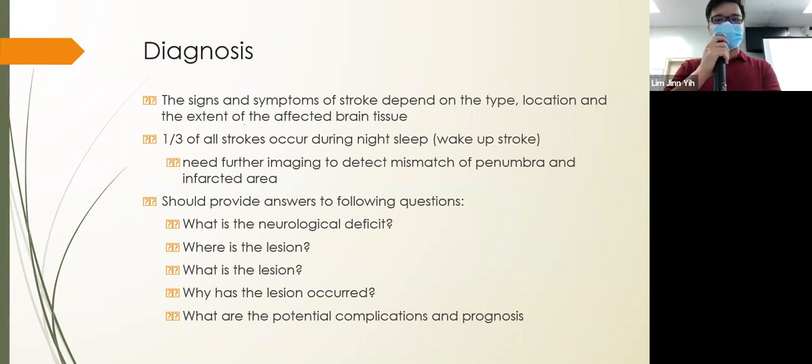The signs and symptoms, of course, depend on which lobe is affected. If it's a wake-up stroke, where we are unsure of the exact onset, a perfusion scan might be helpful to detect the penumbra and also the infarcted area.